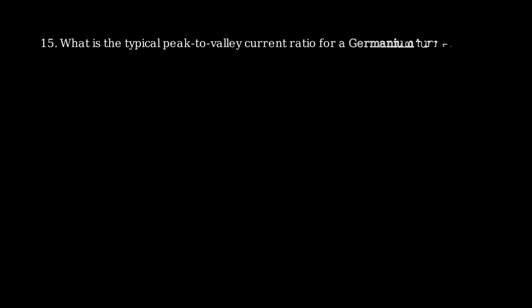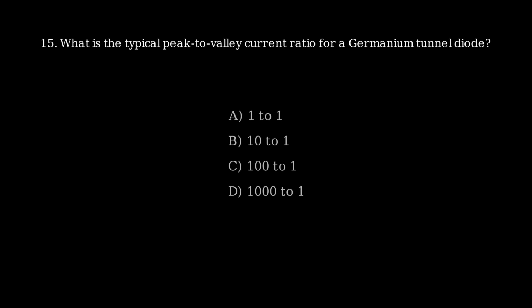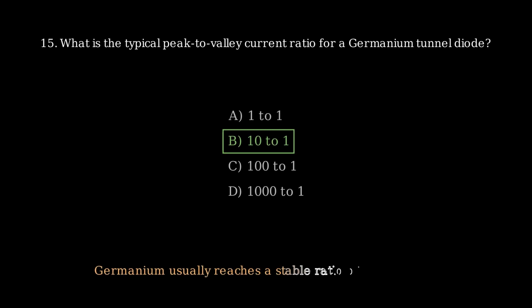Question 15. What is the typical peak-to-valley current ratio for a germanium tunnel diode? Germanium tunnel diodes typically offer a highly usable and stable peak-to-valley current ratio of about 10:1.